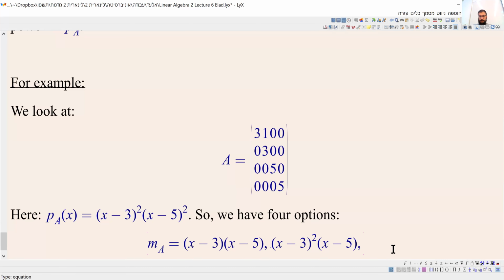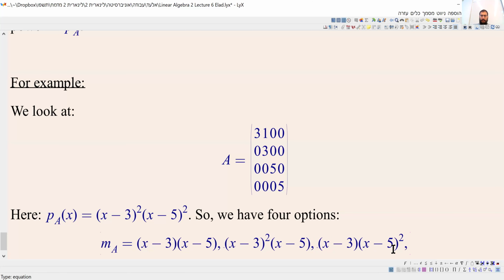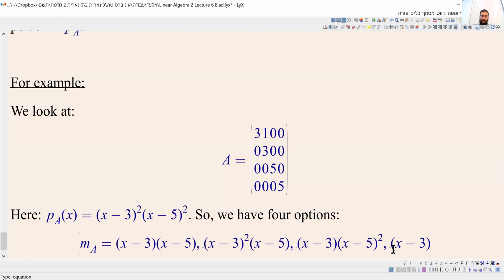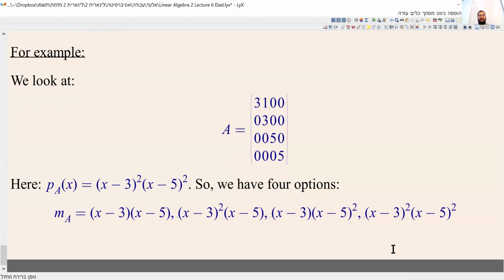It can be x minus 3 and x minus 5 to the power of 2. And it can be x minus 3 to the power of 2 and x minus 5 to the power of 2. It can be the characteristic polynomial itself. Now, in the worst case, we have to check 3 options. And if 3 of them are not 0, then the fourth one will be our minimal polynomial. Hopefully, we'll end it sooner. So let's try. Which one?